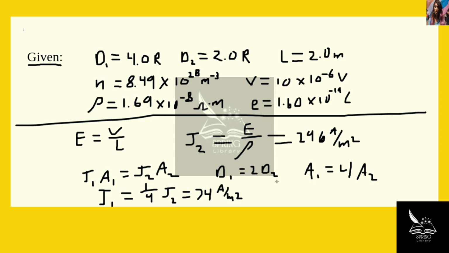Now, using this expression and the fact that J is equal to the number density n times the charge e times the drift velocity, we can use that to then calculate the drift velocity. We'll do that on the next page here.